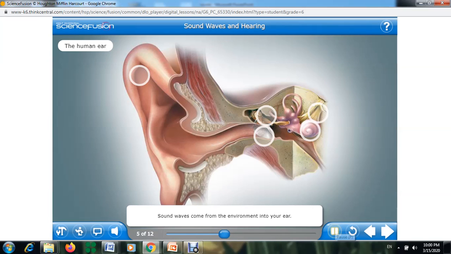Sound waves come from the environment into your ear. Your ear responds to the vibrations of the sound waves in order to detect sound. Each part of your ear has a special role to play when detecting sounds. Then your brain interprets the sounds so you know what you're hearing. Click the highlighted areas to learn more.